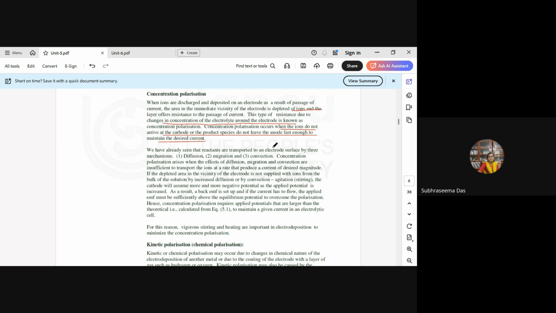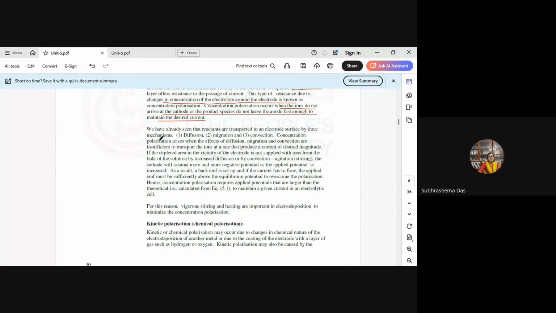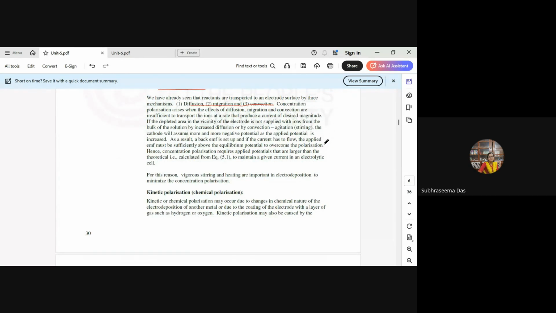We have already seen that reactants are transported to an electrode surface by three mechanisms. What are those three mechanisms? One is diffusion, then migration, and convection. This concentration polarization arises when the effects of diffusion, migration, and convection are insufficient to transport the ions at a rate that produces a current of desired magnitude.